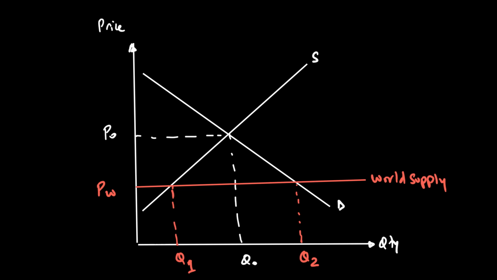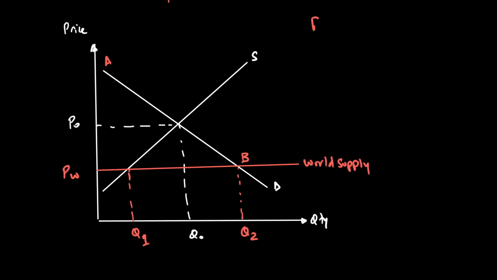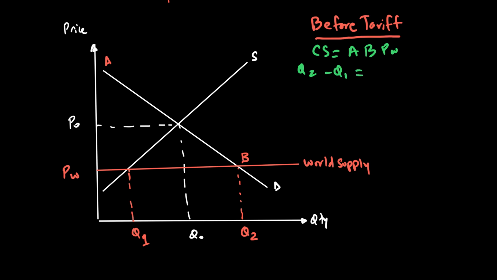So before we put a tariff, let's say world price is PW and Q2 minus Q1 is being imported, and also the consumer surplus will be, let's say, A, B, PW. So before tariff, our consumer surplus is A, PW, and Q2 minus Q1 is my level of imports when the price is PW, of course.